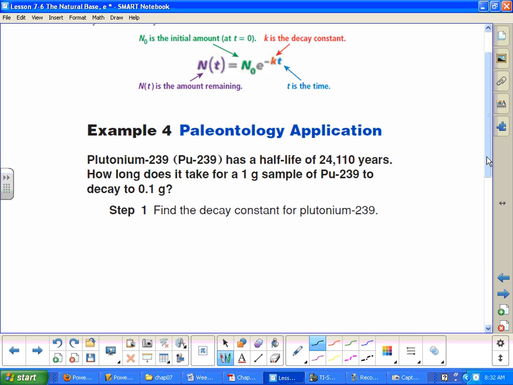So here we have a paleontology application. It says plutonium-239 has a half-life of 24,110 years. How long does it take for a 1 gram sample of plutonium-239 to decay to 1/10 of a gram?